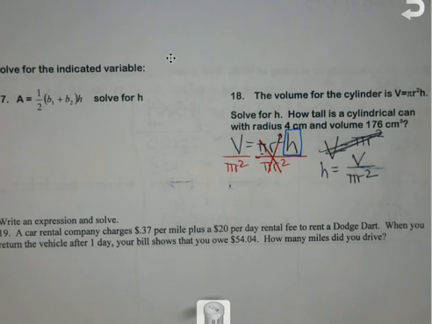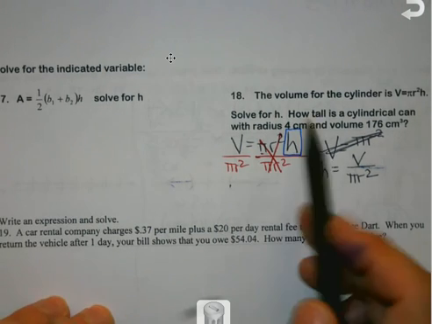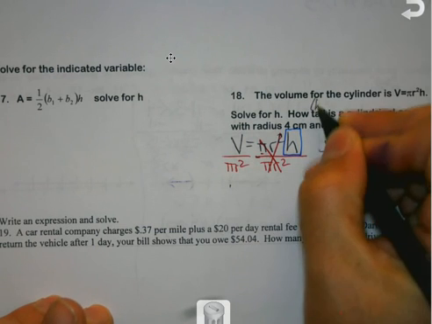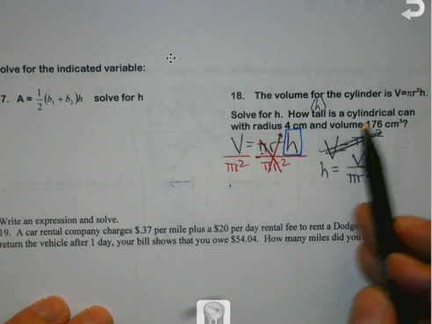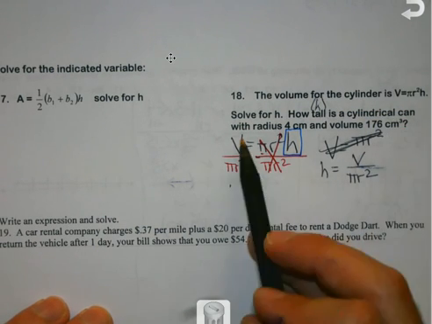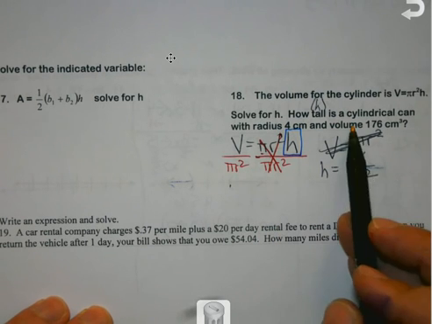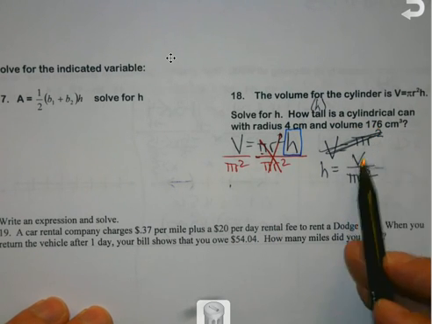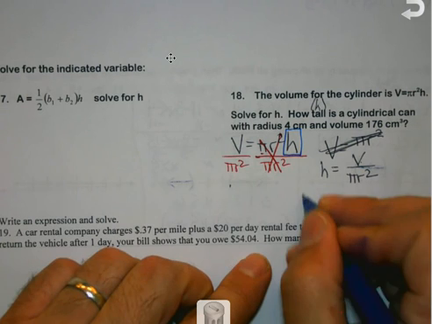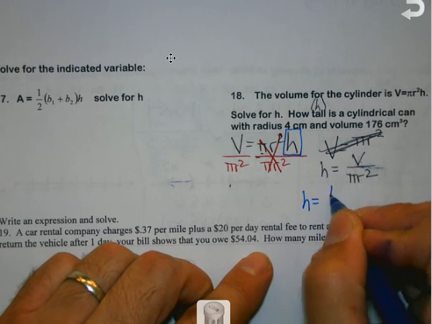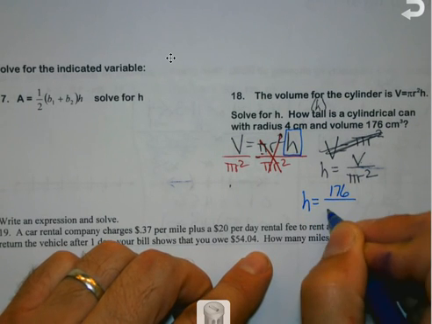But then it goes further. How tall is the can, what's H, in a cylindrical can with a radius of 4, that's going to be my R, and a volume of 176, that's my V. If they want me to take it a step further, I plug those two values in.